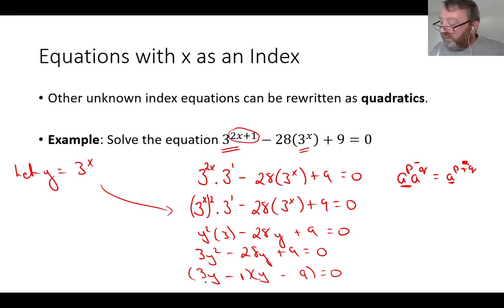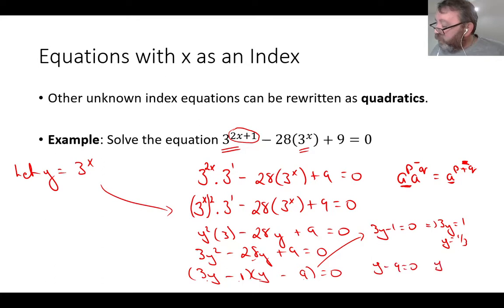Now check the two outside terms. 3y by y, 3y squared. Check the two last terms: minus 1 times minus 9 is plus 9. Now, get the outside and inside together. 3y times minus 9 is minus 27. Minus 1 times y is minus y. Minus 27 minus 1 is minus 28. Which means that 3y minus 1 equals 0, giving me 3y equals 1, y equals a third. And the second one is y minus 9 equals 0, y equals 9. So there's your two answers.